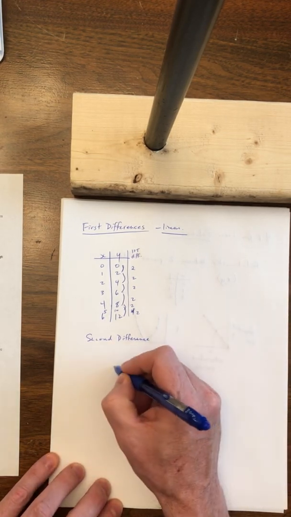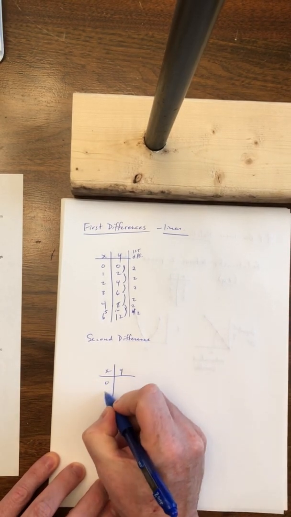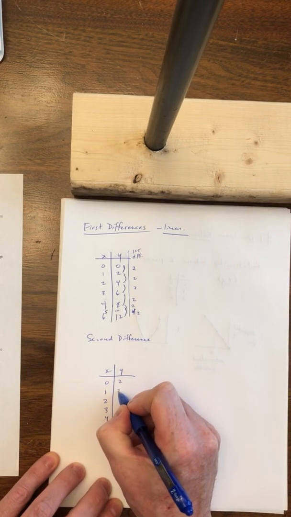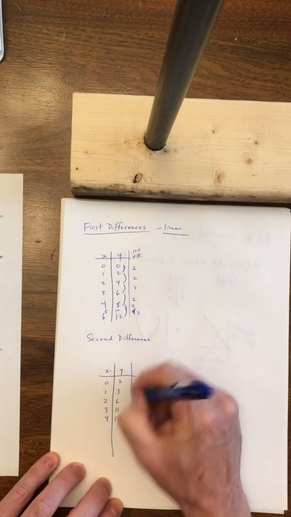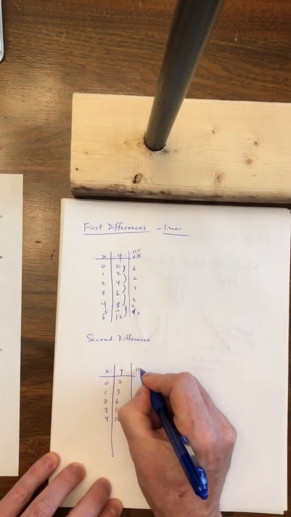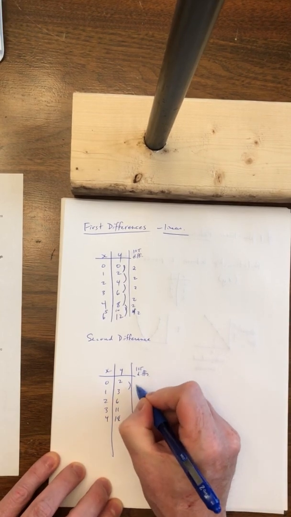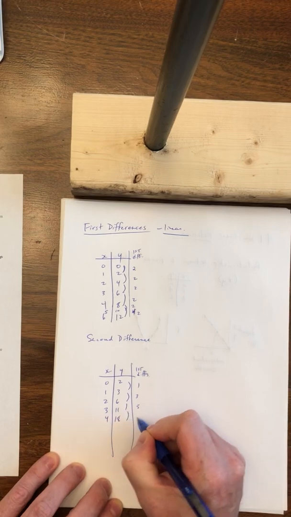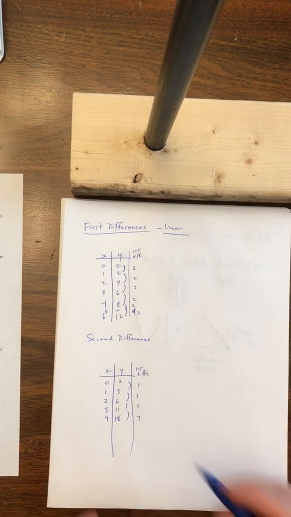So for example here, if I set up a new t-table, 0, 1, 2, 3, 4, and on the y side 2, 3, 6, 11, 18. Is this linear or not? Let's calculate first differences. We have a difference of 1, a difference of 3, a difference of 5, a difference of 7. Our first differences are not the same, so this is not linear.